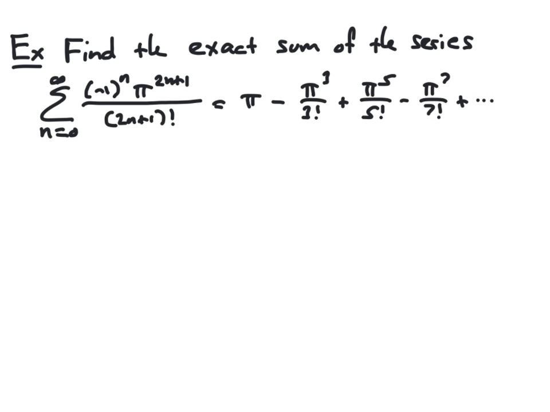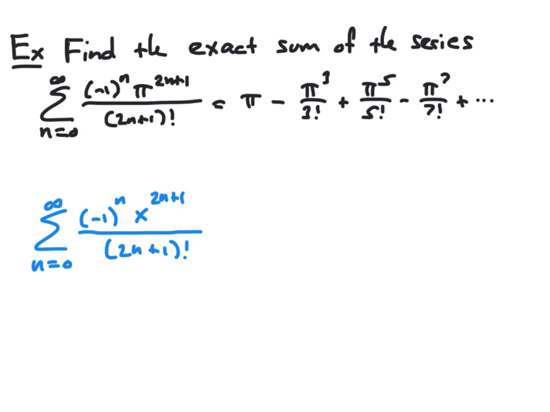For example, suppose we wanted to find the exact sum of the series from n equals 0 to infinity of negative 1 to the n times pi to the 2n plus 1 all over 2n plus 1 factorial. We can compare this series with the Maclaurin series for the sine function that we just derived, which is the sum from n equals 0 to infinity of negative 1 to the n times x to the 2n plus 1 over 2n plus 1 factorial.